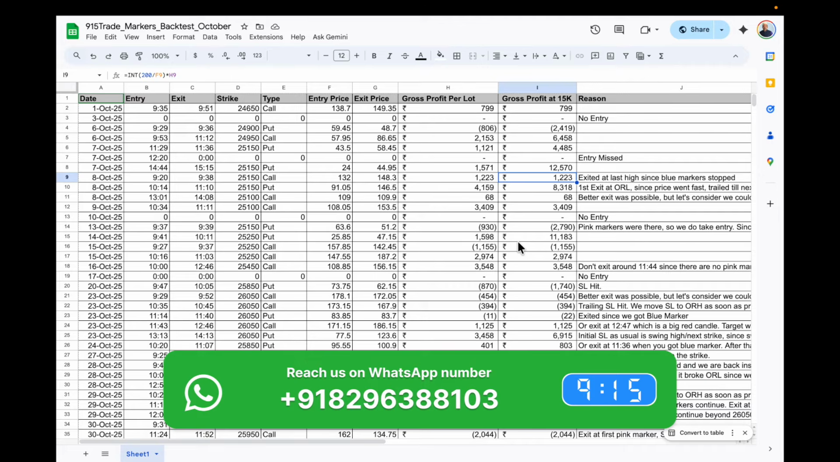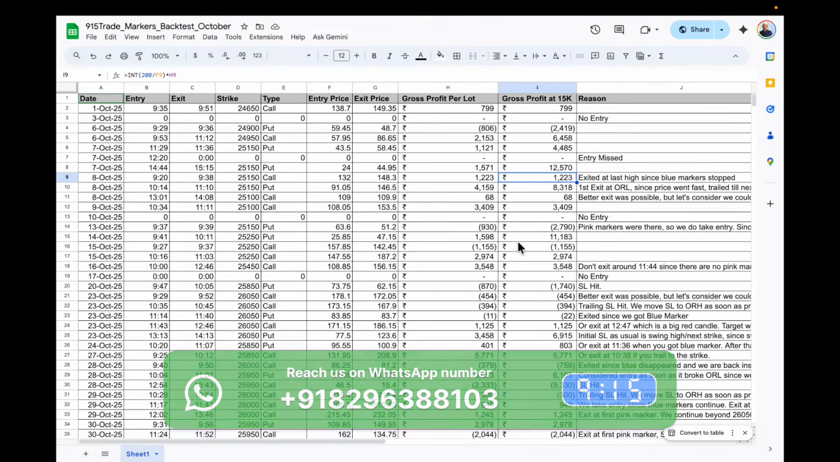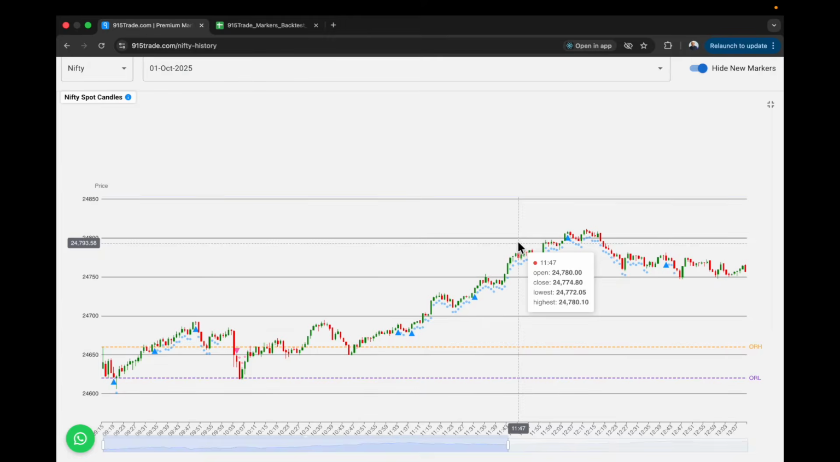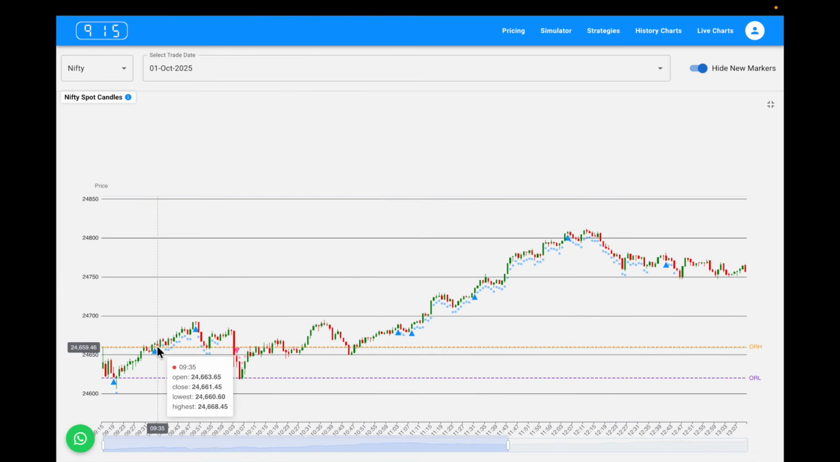We've tried to be as fair with our rules as possible, but this is our data. We only invite and request you to please validate this and test it yourself. The rules, like we said, are simple. You look at blue markers at the opening range high and pink markers at the opening range low, and based on that you take a trade and then you go to the next trade.